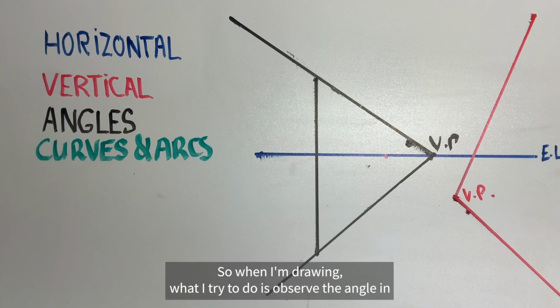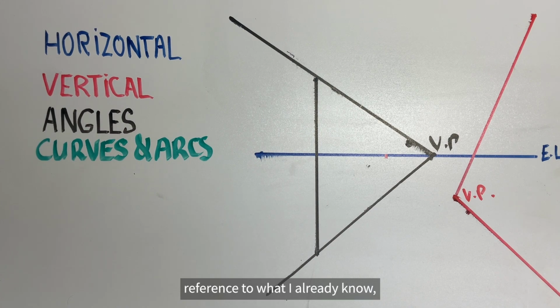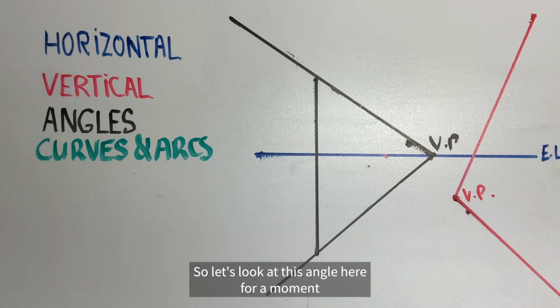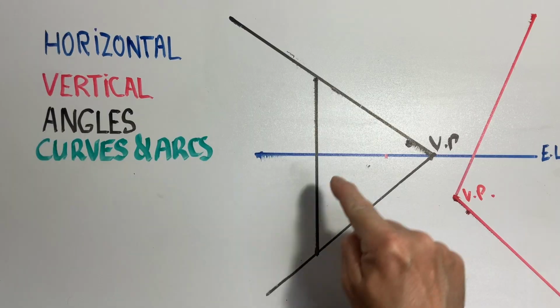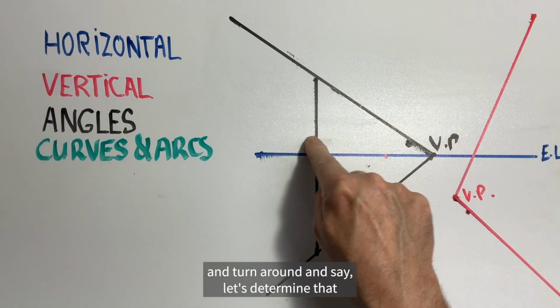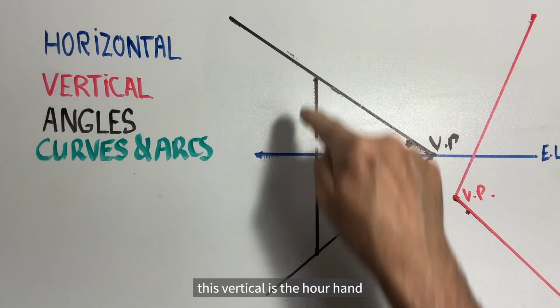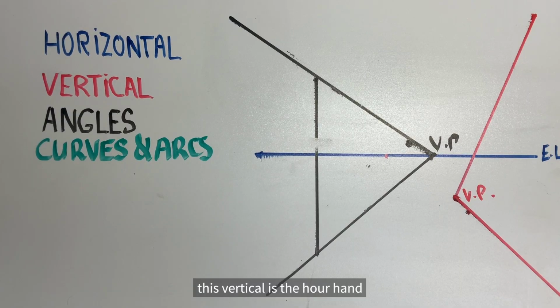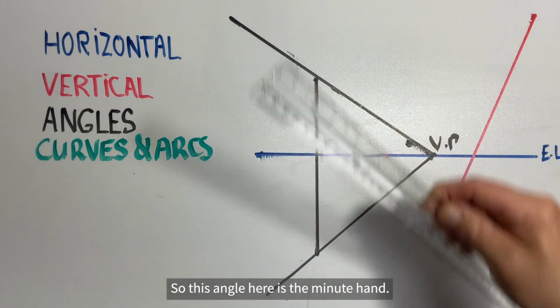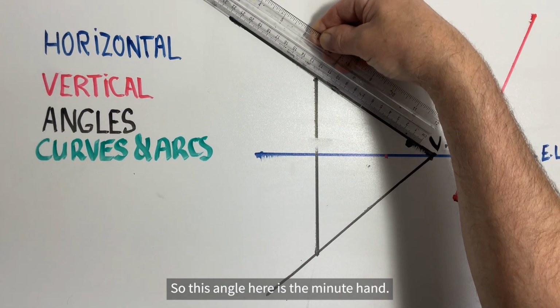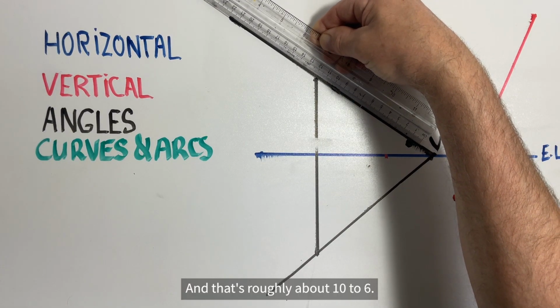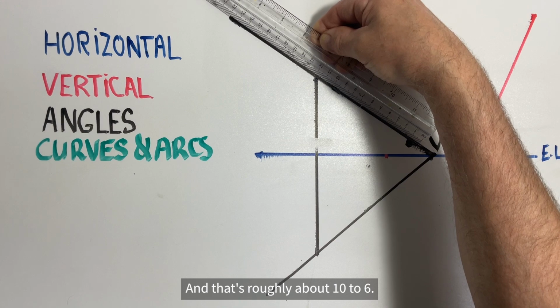So when I'm drawing, what I try to do is observe the angle in reference to what I already know, such as the hands on a clock face. So let's look at this angle here for a moment and turn around and say, let's determine that this vertical is the hour hand, and that's sitting at 6 o'clock. So this angle here is the minute hand, and that's roughly about 10 to 6.